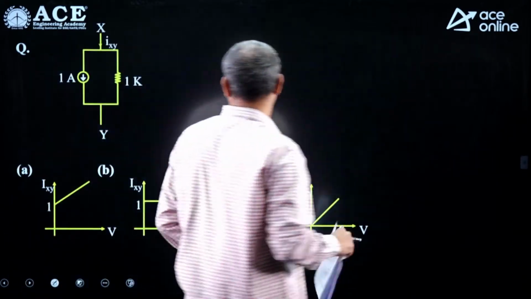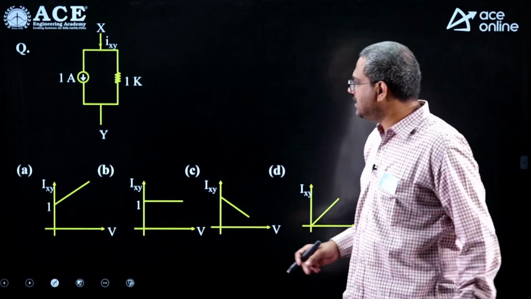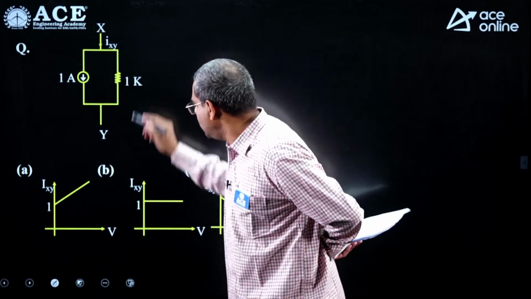Now this is an interesting question. He is asking about the VI characteristics. Okay, VI. Where is the voltage here?